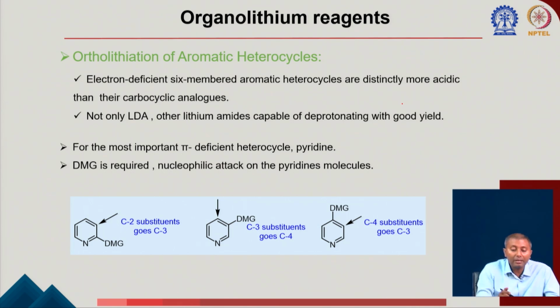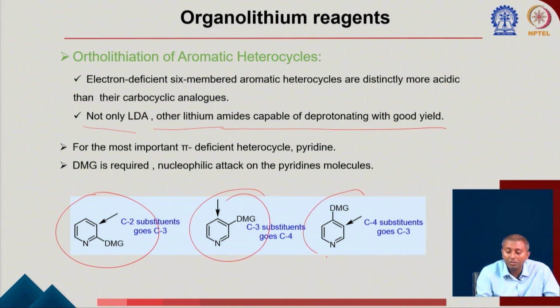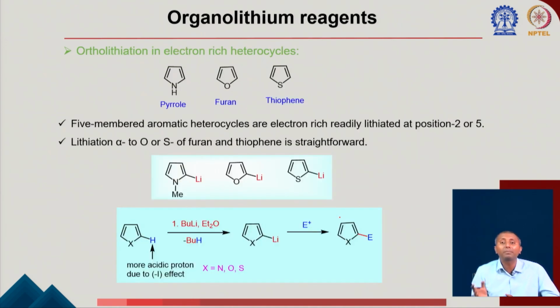So here again, if you have an electron-deficient 6-member heterocycle, then not only LDA, other lithium amides are capable of deprotonating it, because you have a directing group, and also it is electron deficient. That's why the other lithium amides are also capable of abstracting the proton from here to generate this corresponding lithium. As I mentioned, if you are not using the directing group, then the organolithium can attack the pyridine, because pyridine is electron deficient.